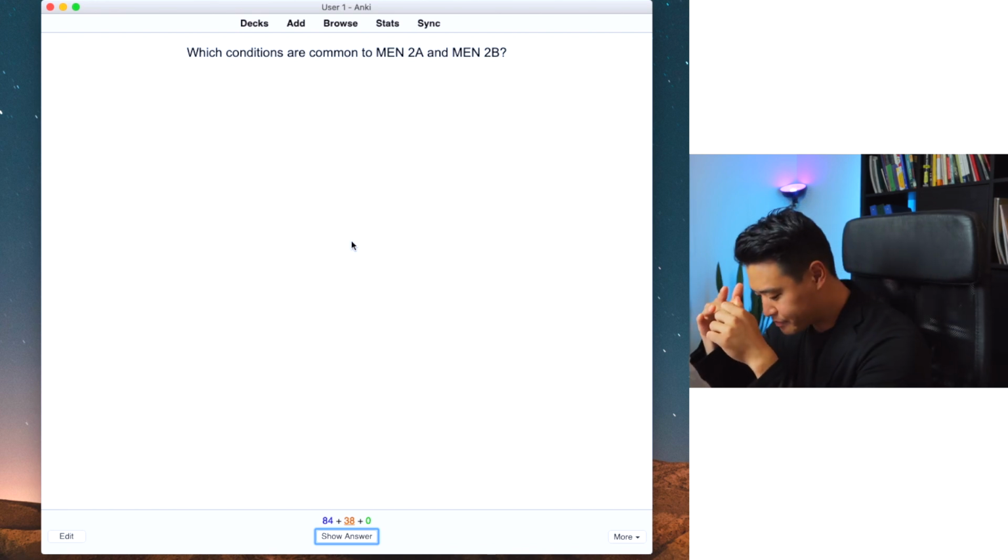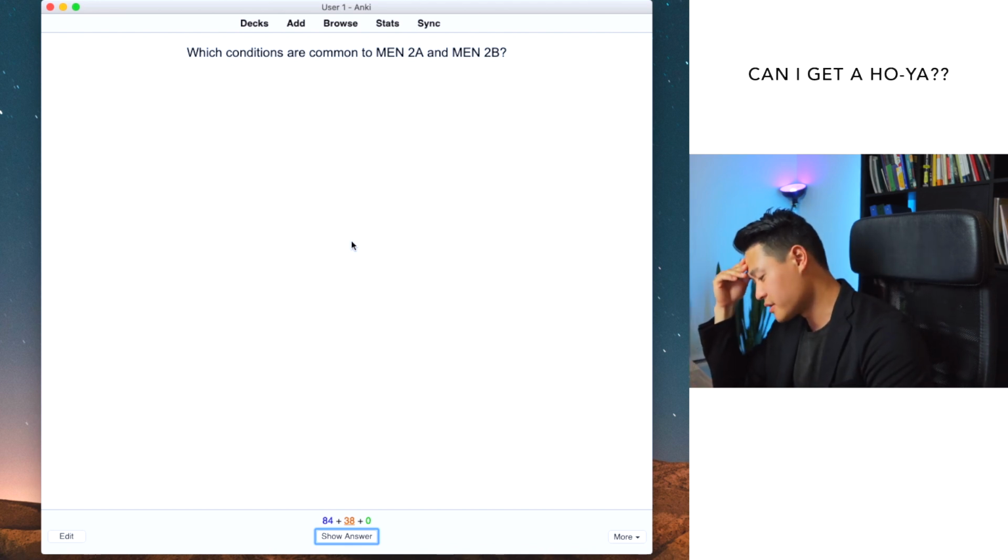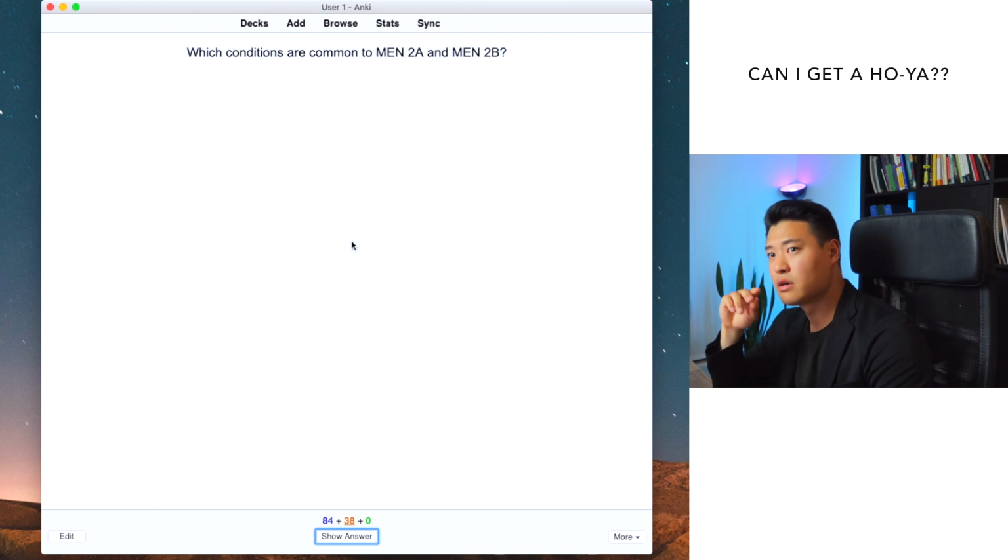Okay, all right. Again, which conditions are common to MEN 2A and 2B? I think they are parathyroid related, parathyroid and medullary carcinoma or follicular carcinoma.